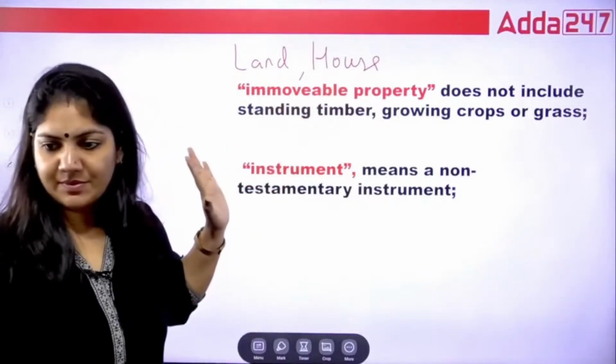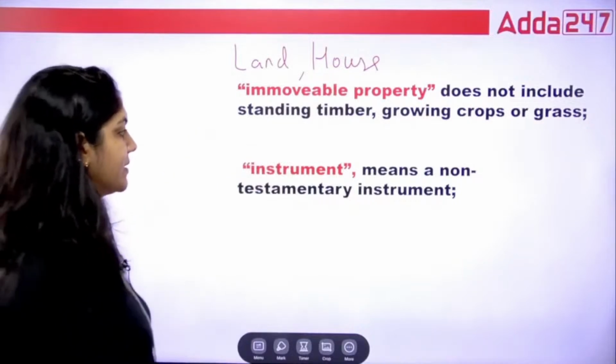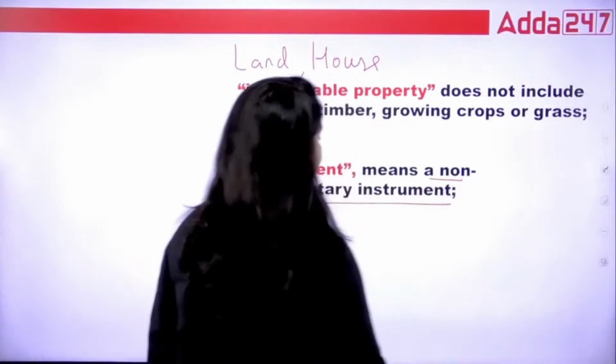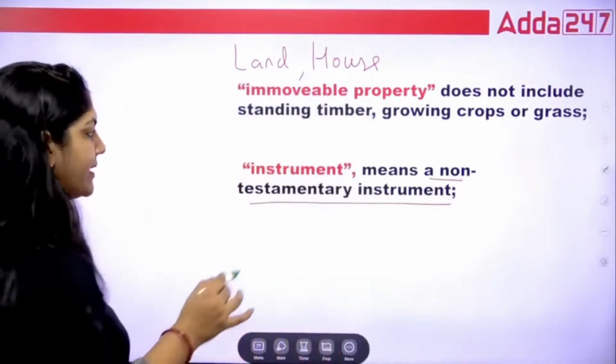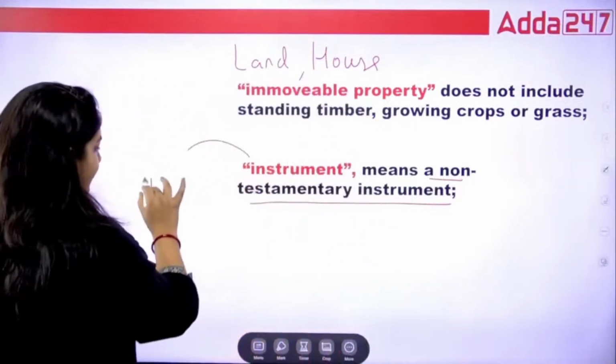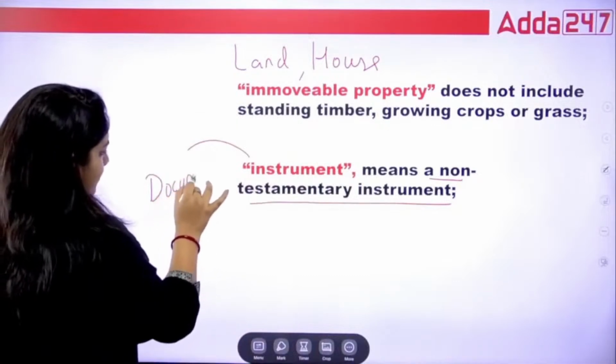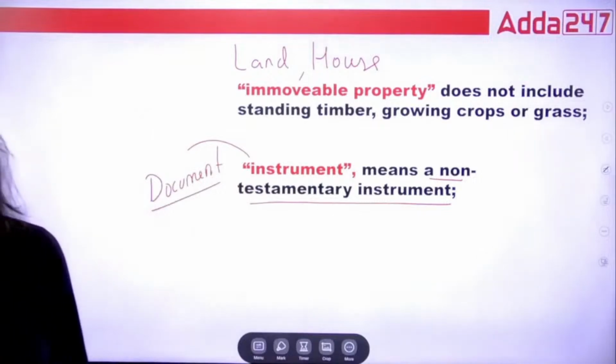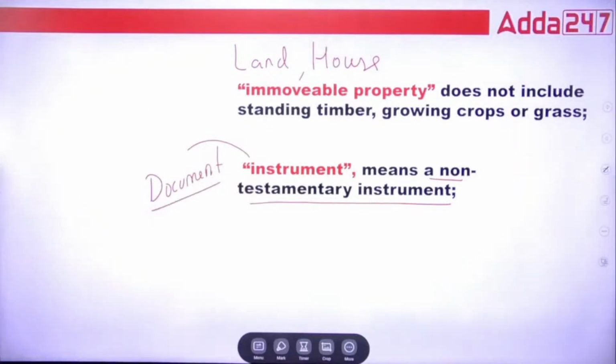What is immovable property? Now, what is instrument? Instrument means non-testamentary instrument. What exactly is this? First of all, instrument is basically a document. What is instrument? That is the document. Is that okay?